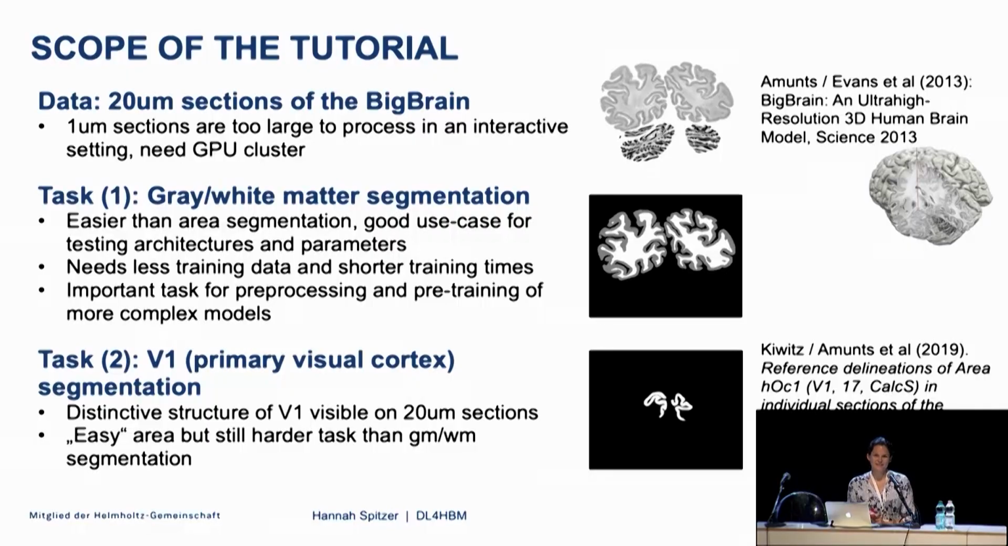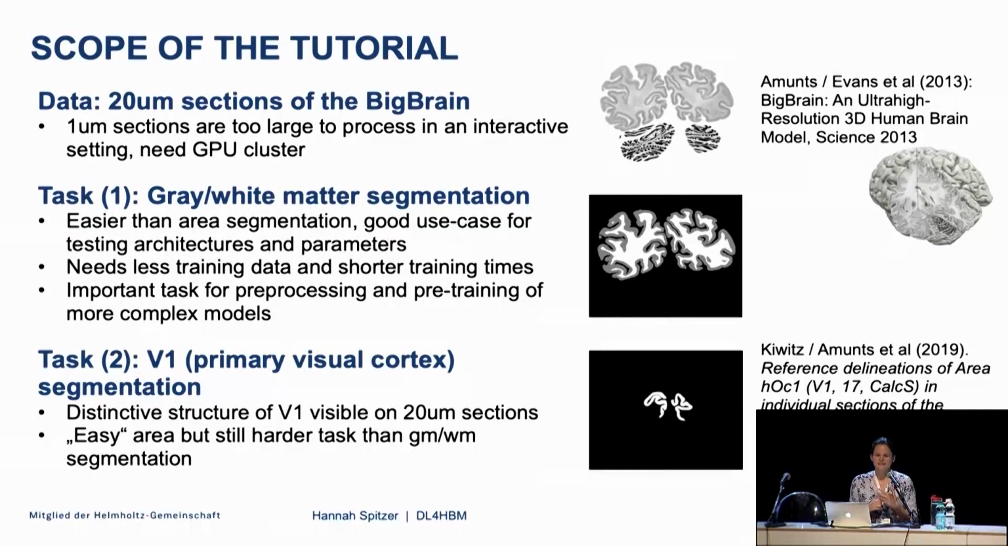I couldn't do it in a Jupyter notebook really because you need a high-end GPU cluster. You have all sorts of problems when trying to even view a 1 micrometer section just because it's several gigabytes large. So this is why I'll be using the 20 micrometer resolution in this tutorial here. So the first task I wanted to train the networks on is the task of gray-white matter segmentation.